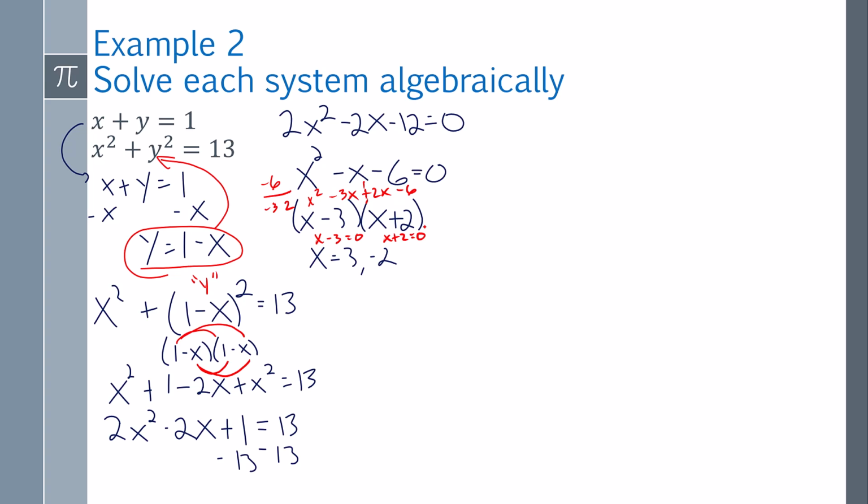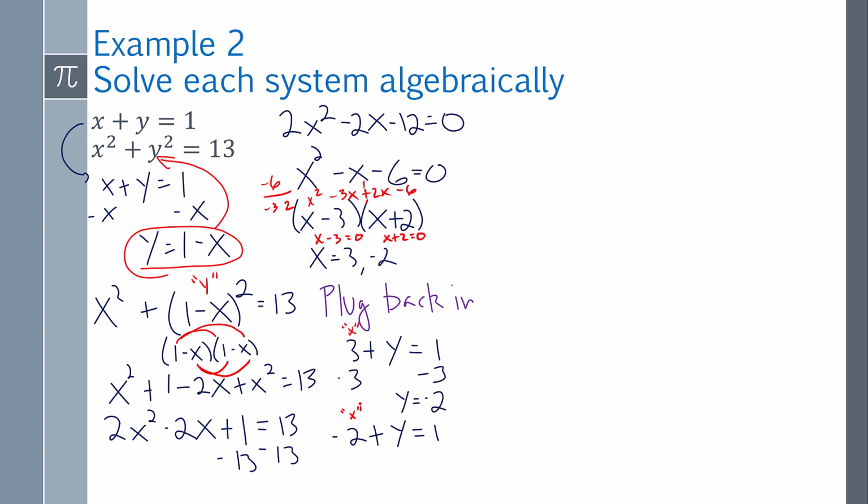Again, 2 answers for x. That's okay. So now we plug them back in. So if I plug in 3, and if I plug in -2, and I'm going to plug them into the top equation, right? So it's x plus y equals 1. So there's my x that I plugged in. There's my x that I plugged in. And now I just need to solve for y in each one. So subtract 3 on both sides. I get y equals -2. Add 2 to both sides. I get y equals 3.